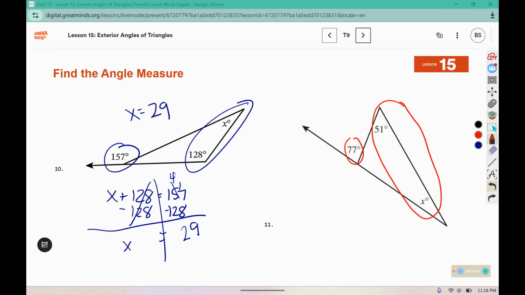The sum of these equals the exterior. Subtract 51 from both sides to move it over. X equals 26.